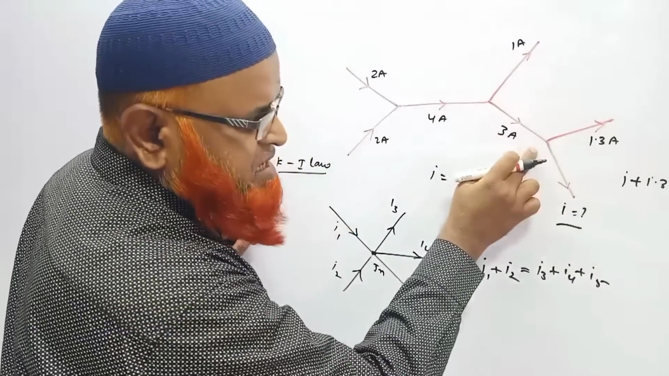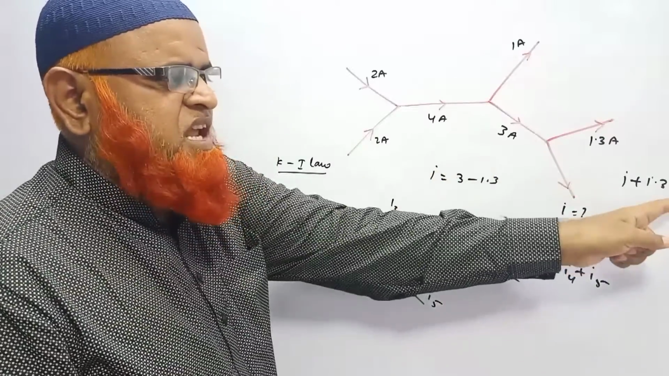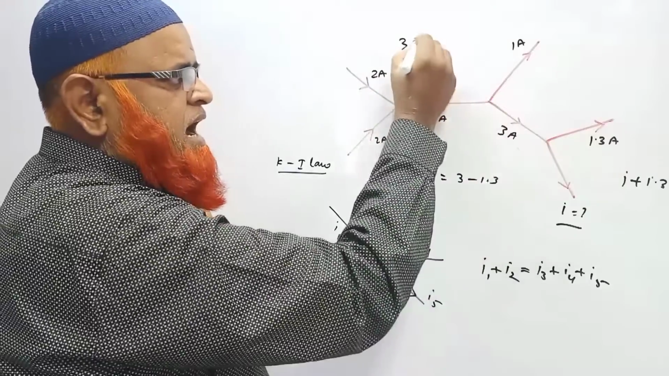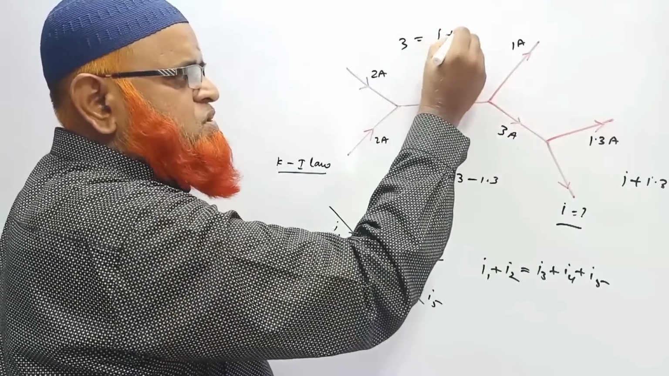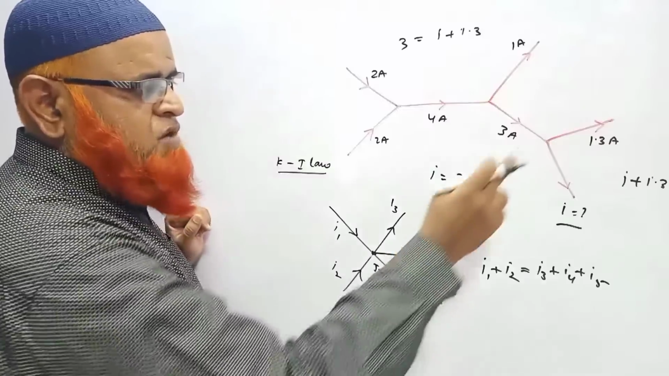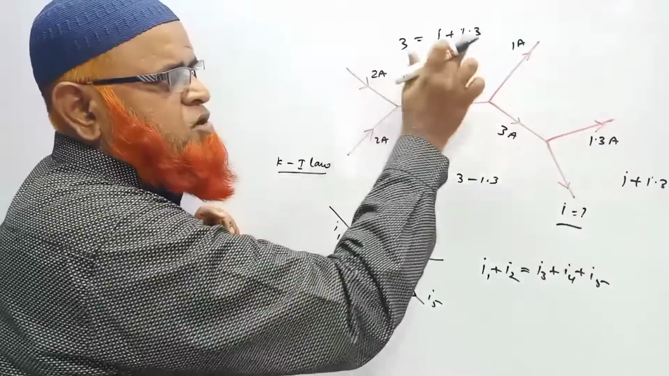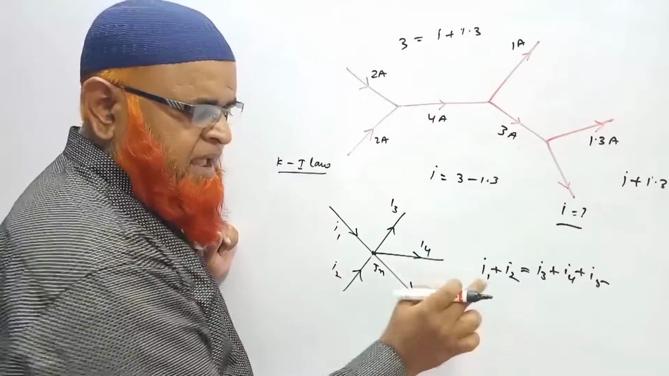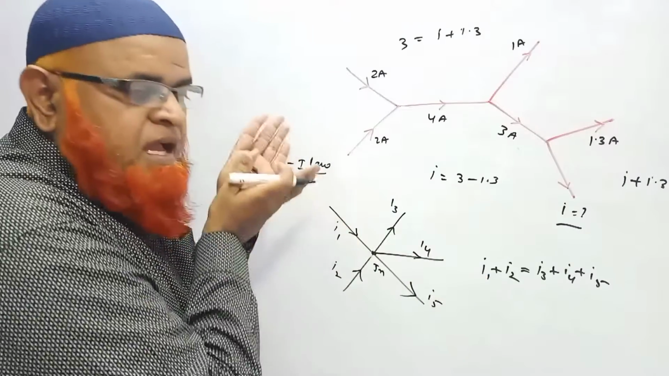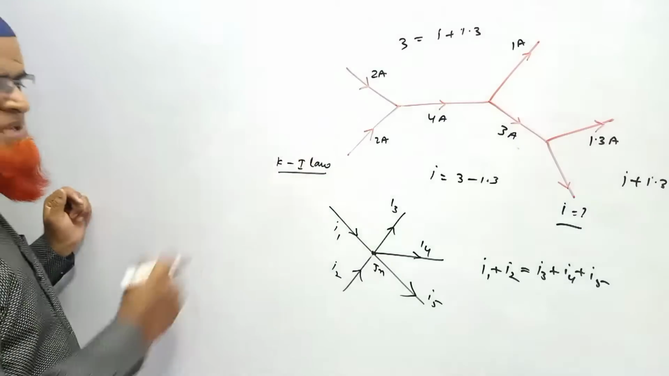The sum of the currents meeting at the junction is equal to the sum of the currents leaving the junction. Meeting at the junction is 3, and I plus 1.3 is leaving the junction. So at this junction 3 is meeting, these two are leaving. Meeting is equal to leaving. That's what I am telling. Currents meeting is equal to currents leaving the junction. That is called the first law. That's it. It's a very simple circuit.